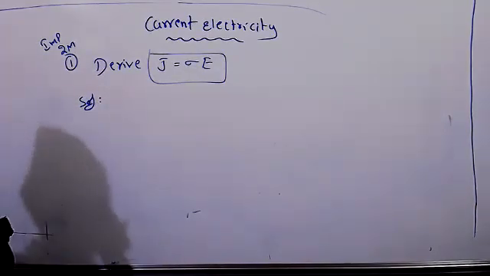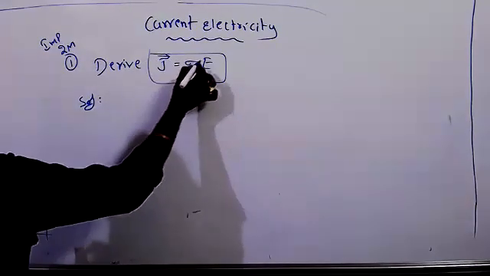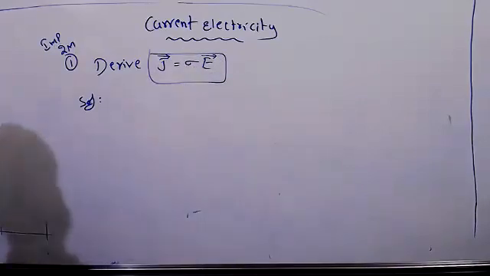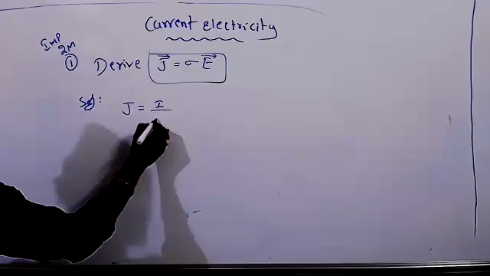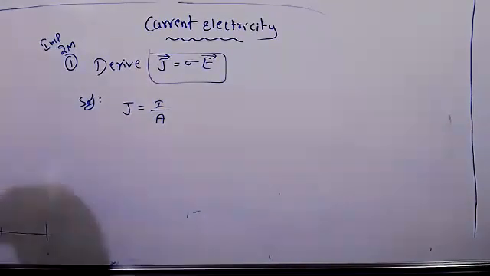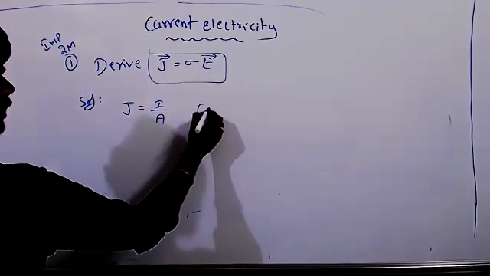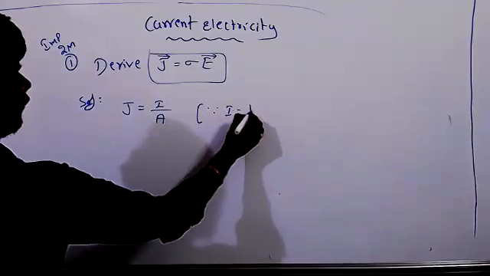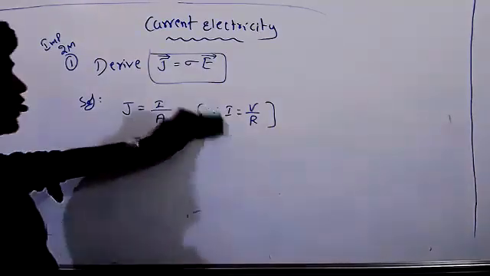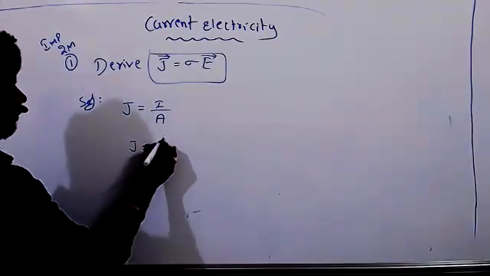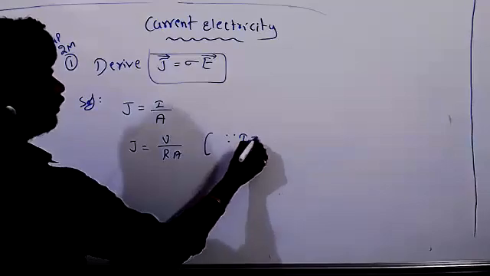Derive current density J equal to sigma into E. Here current density is a vector quantity, electric field is a vector quantity. We know that current density J equal to I by A. And since I equal to V by R from Ohm's law, we can write J equal to V by RA.